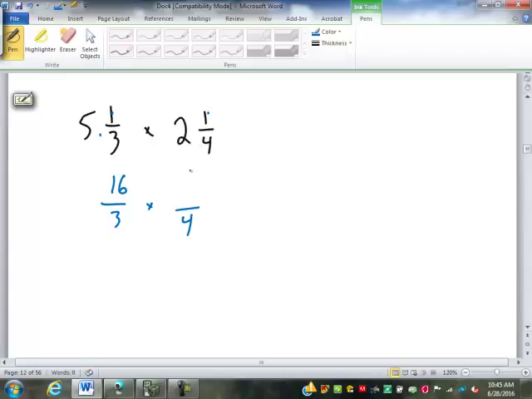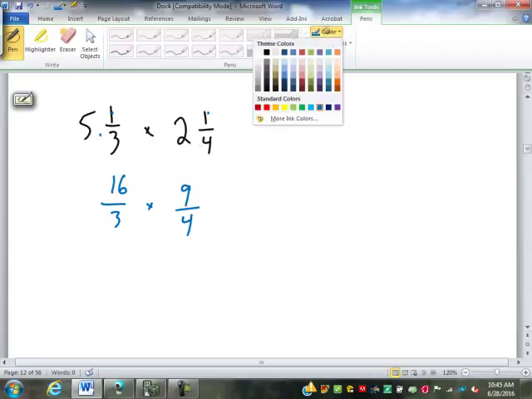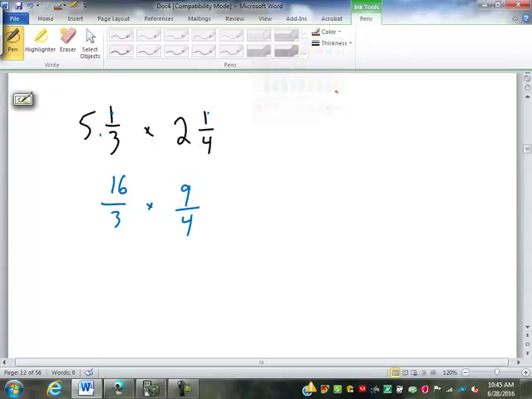4 times 2 is 8, plus 1 is 9. Good. And then what? We can simplify. This is multiplying fractions again, so we can cross cancel. 3 and 9 divided by 3 to give us 3 and 1. Or 1 and 3. 16 and 4 both divide by 4 to give me 1 and 4.